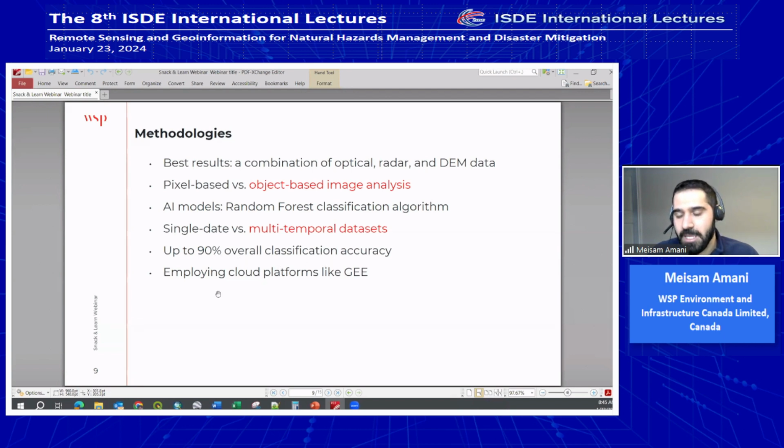And the final point is using cloud computing platforms that are recently getting popular, like Google Earth Engine, for wetland mapping. And I have done, I don't know, maybe over 10 studies utilizing Google Earth Engine for wetland mapping and large amounts of remote sensing data sets in Canada.